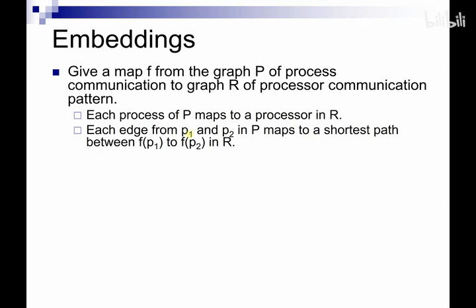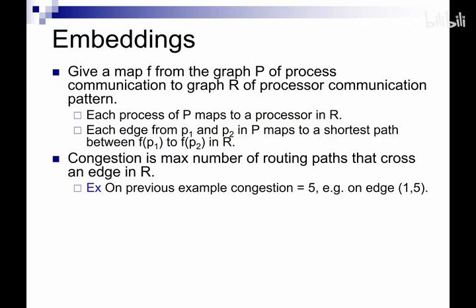Okay, so remember that every process in P maps to some processor in R, given by f of P. Okay, so we're going to find the shortest path between f of P1 and f of P2, and we're going to take the edge from P1 to P2 and map it onto this shortest path. Okay, now once you have this mapping f, given by this function f over here, right?